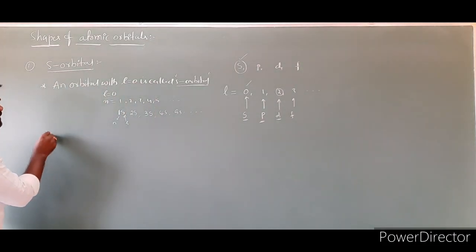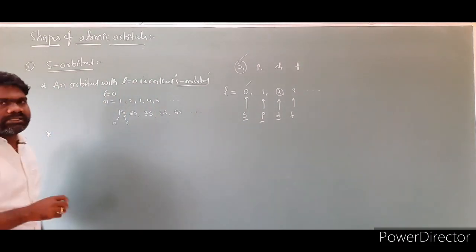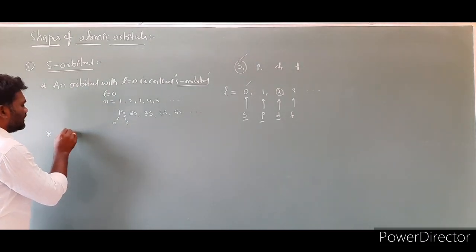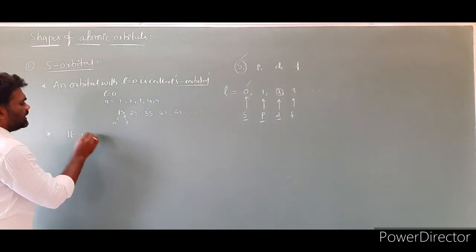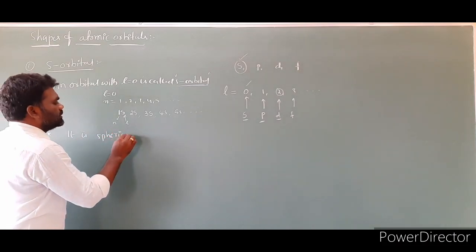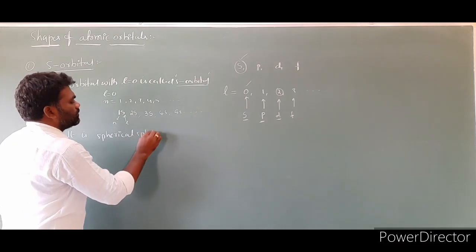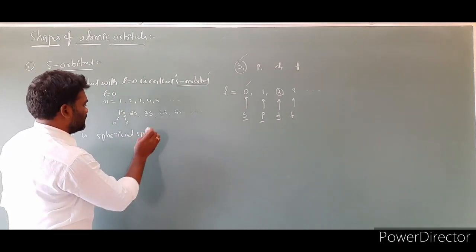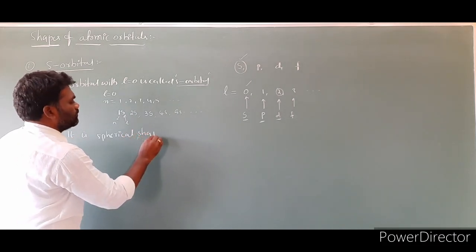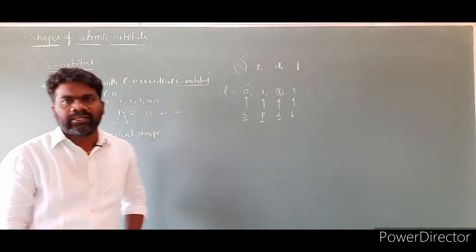And the next point is s orbitals are spherical in shape. It is s orbital. It is spherical shape. S orbital is spherical in shape.